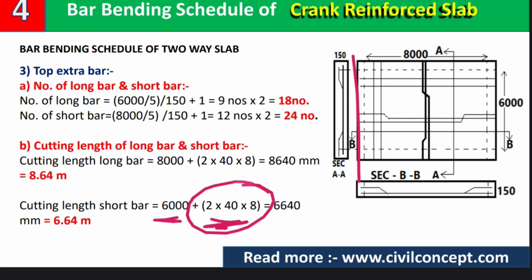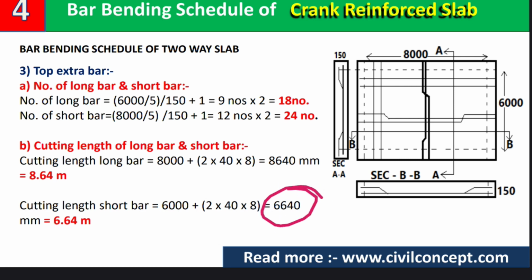In the similar way, cutting length of short bar, we will add this killer span plus 2 into 40D, which is the development length again, and we will get how much? 6640 mm, and when we convert it into meter, then we will get 6.64 meter. So we have calculated all the length of main bar, distribution bar, and top extra bars, short as well as long.